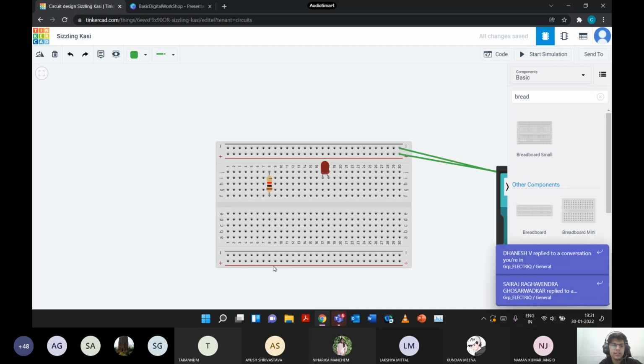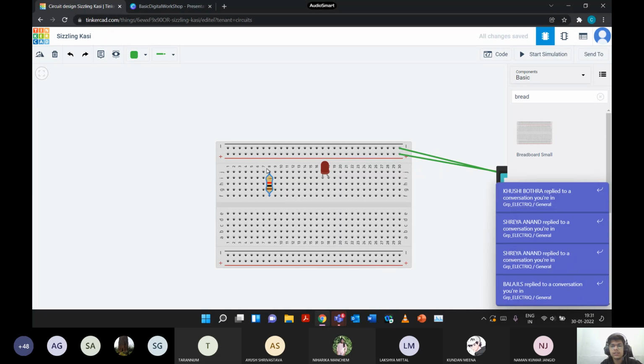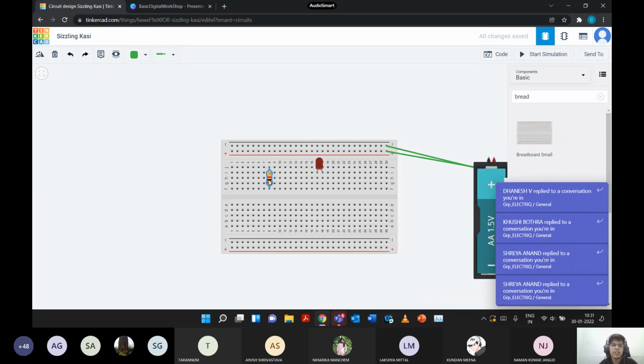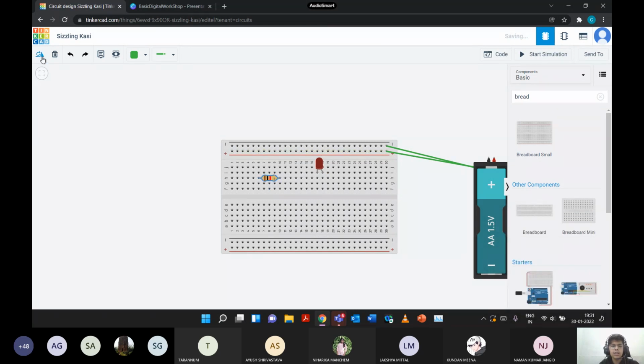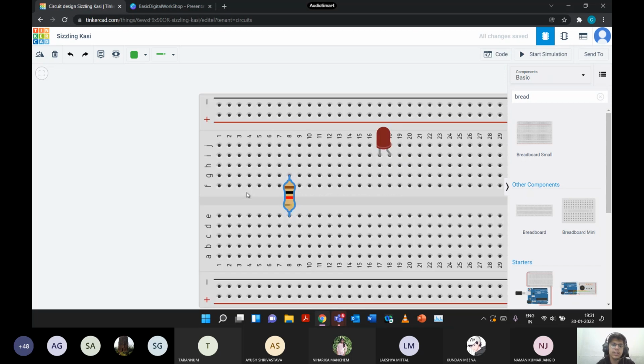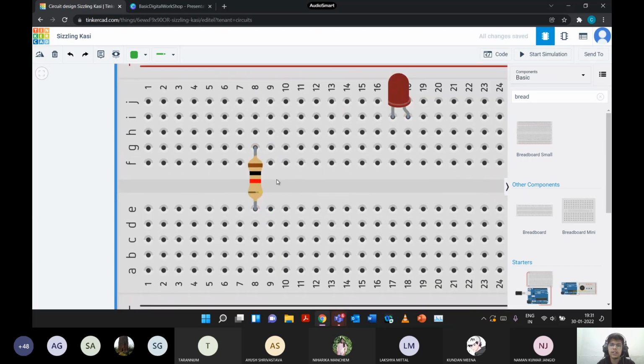Why? I can't connect it, right? Because both its ends have the same voltage. So we have to rotate it. For rotating, you have to use this button, or you can press R on your keyboard. So now it's horizontal. Or what you can do is place it here, between the two rails, in the gap between the two rails.